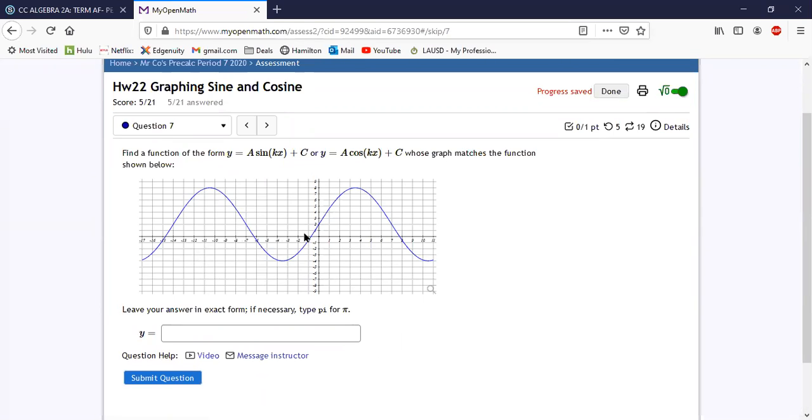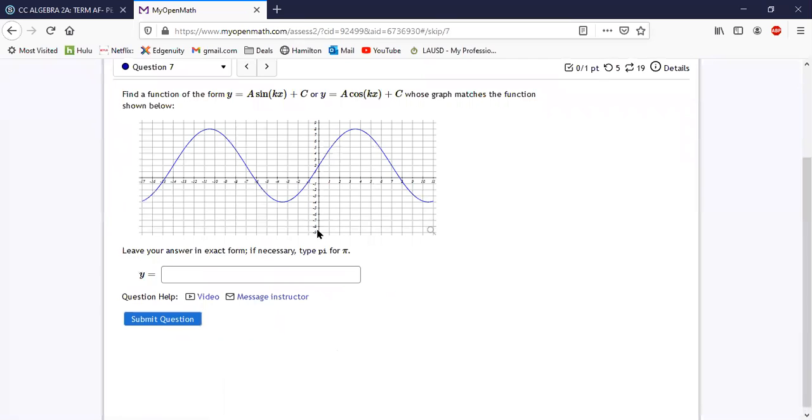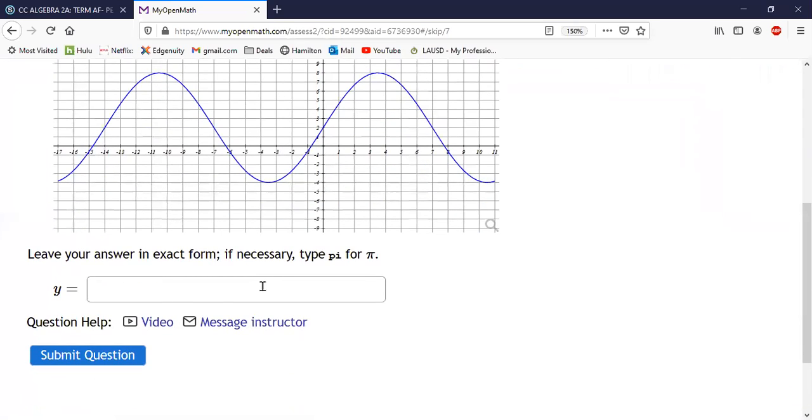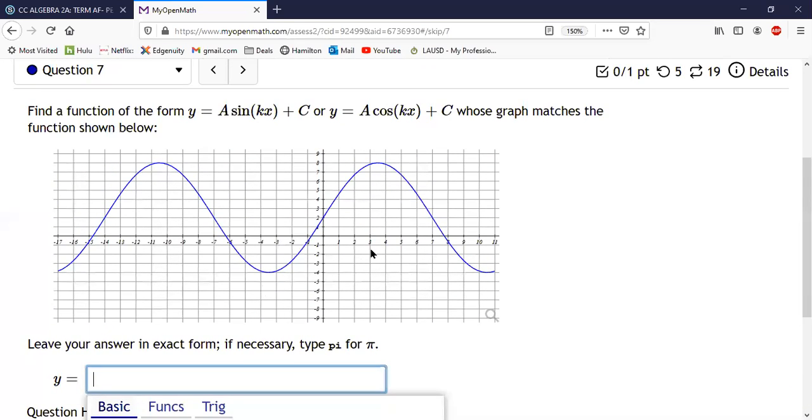Okay, this one is harder to see. Let me see if I can zoom in. Oh, I can zoom in. That's control plus. And then they want us to write the equation of this. Now, to write the equation, remember, we have A, B, C, D. They gave us a couple of different letters here instead: A, K, and C, but that's still our same idea. A is in the front, B is next to X, and D is by itself.